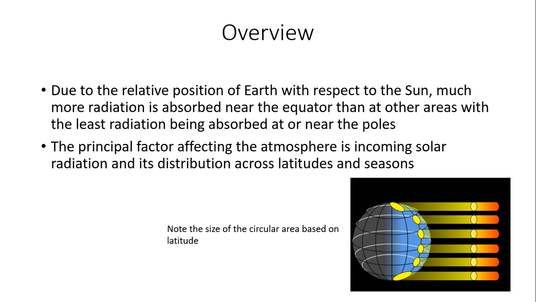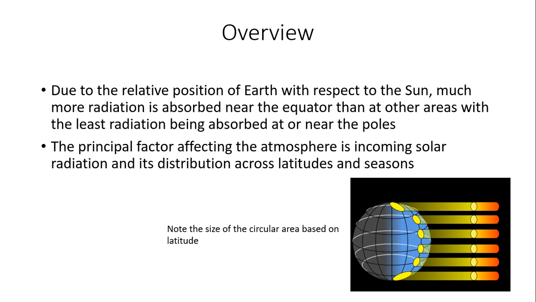Now this graphic in the bottom right, I wanted you to really think about things here in the training today. Notice the size of these circular areas on the globe at the lower right. And this is all based on different latitudes. If we look at the size of the circle, that's the area that the sun is actually covering. It's the surface area the heat is reaching on the Earth's surface.